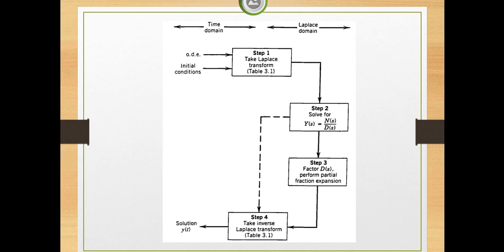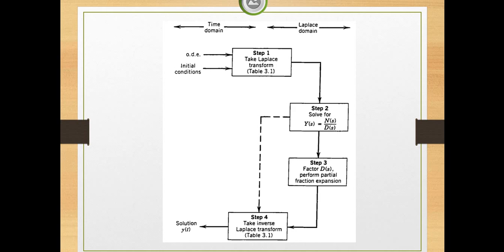Now, determining the solution of a higher order differential equation, whether homogeneous or non-homogeneous, using Laplace transform follows these 4 steps. So the first step is to take the Laplace transform of your given equation. You take the Laplace transform of the derivatives and you take the Laplace transform of the functions if there are functions appearing on the right side of your differential equation.